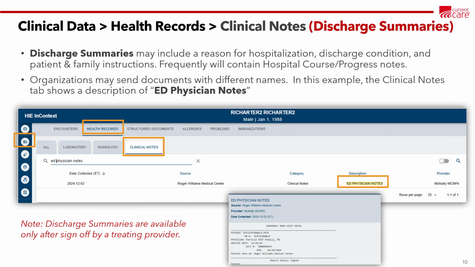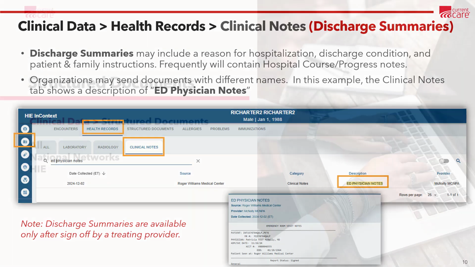Discharge summaries are available only after they are signed by treating providers and often contain provider progress notes. It may be helpful to look at a patient's encounter date, then refer to the Clinical Notes tab in the Health Records section to obtain more information about that specific encounter.